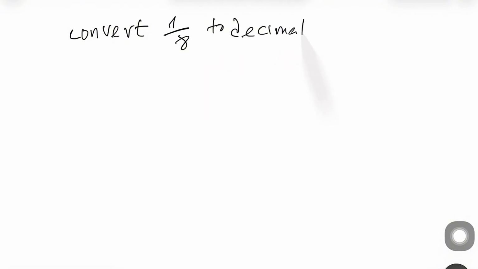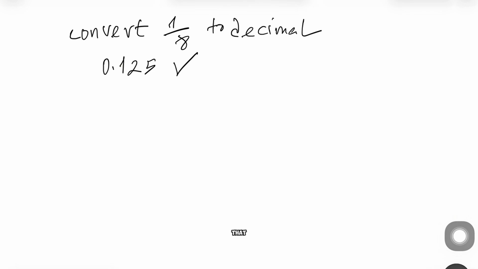Okay. Now let's try to solve this problem. Pause and try to solve this fraction. Convert 1/8 to decimal. Pause and try to solve that. Okay. If your answer is 0.125, then you are correct.